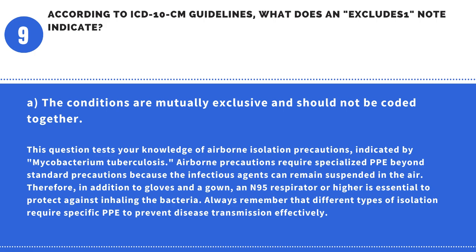An Excludes2 note, in contrast, means the condition is not included but can exist alongside the code above the note, and both can be coded if documented. Pay close attention to Excludes1 notes. They are a strict rule about coding two conditions together.